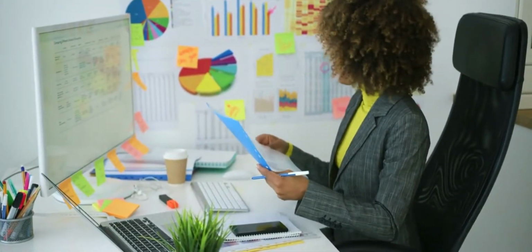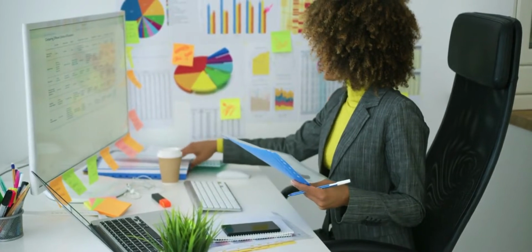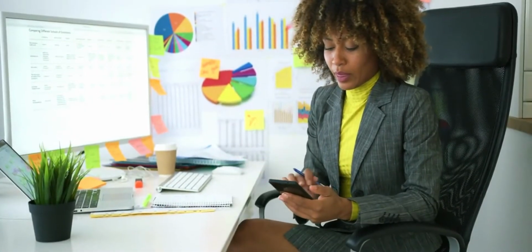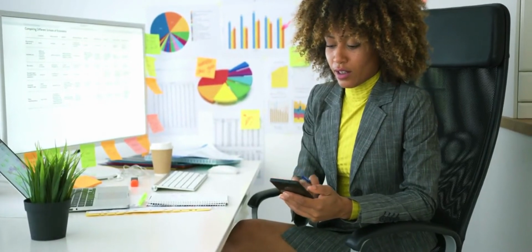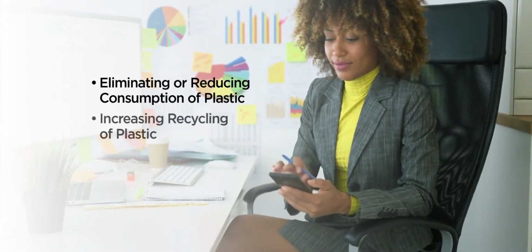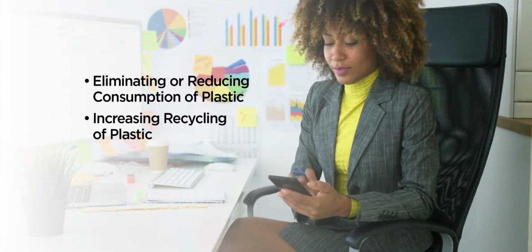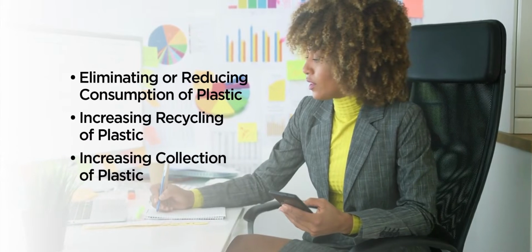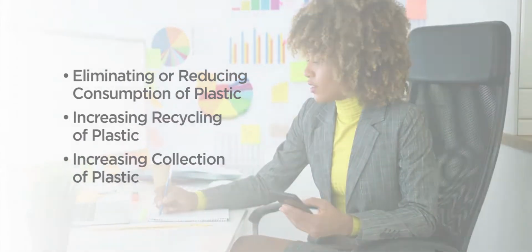Tip number 2. Plastics. Thinking about plastic pollution and curious how your municipal policies can curb plastic pollution and affect greenhouse gas emissions? You can use SWEET to test the impacts of any of these policies, eliminating or reducing the consumption of the plastic, increasing recycling of the plastic, or increasing the collection of plastic waste and disposing that waste in the appropriate facilities.